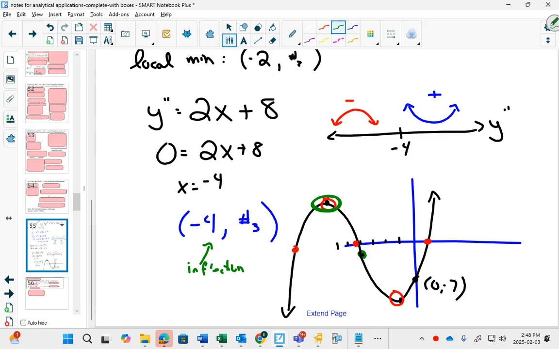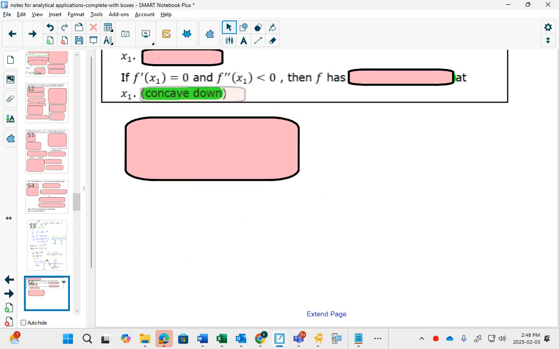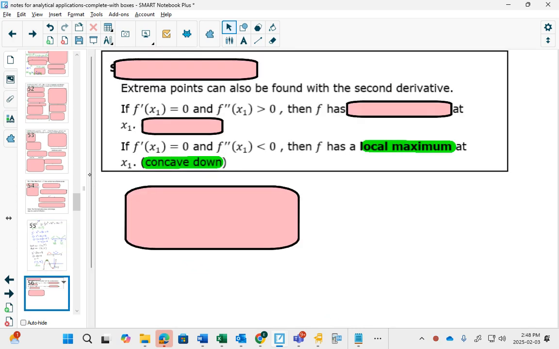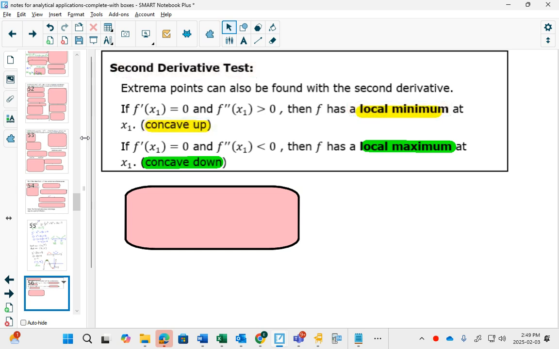And that's what is said in these points here, that if the first derivative is 0 and the second derivative is less than 0, so it's concave down, that makes it a local maximum. If it is concave up, and it's a critical point, the only possibility is it's a minimum.